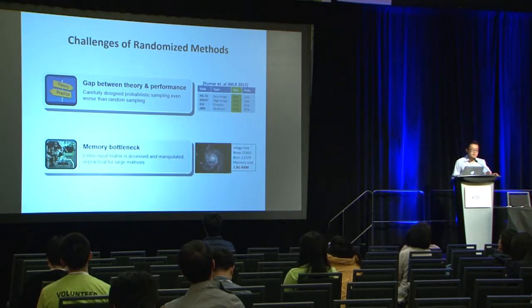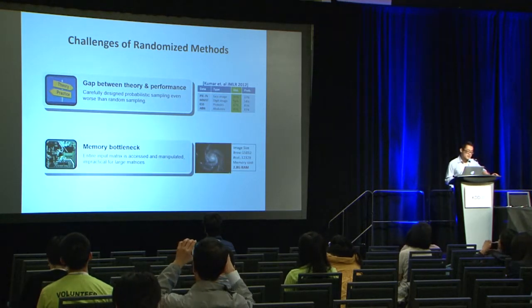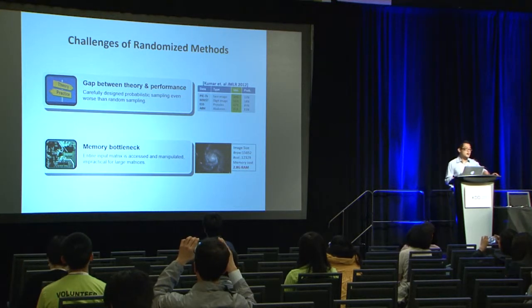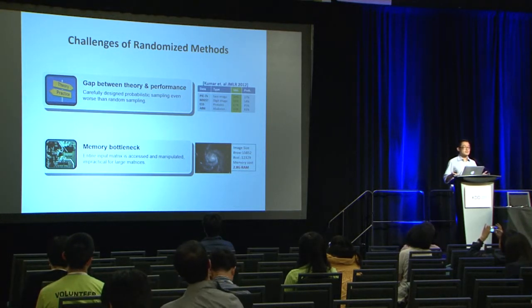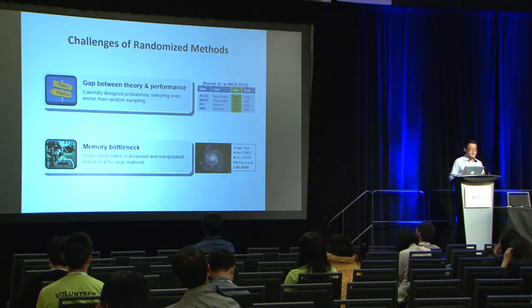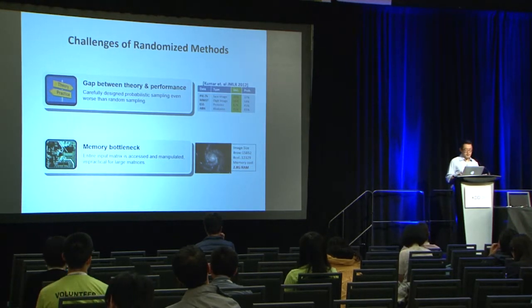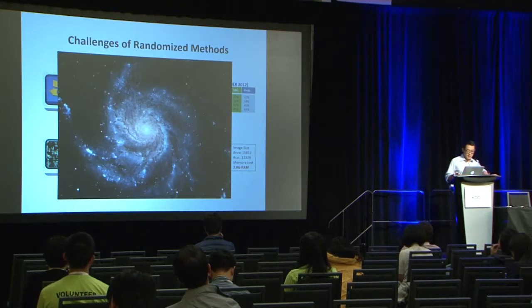The second limitation is the memory bottleneck, because as we have seen, all these existing randomized algorithms have to multiply the matrix with a template, and as a result, they have to access the entire input matrix. I'll give you an example here. This image is taken by the Hubble telescope. It has 15,000 rows and 13,000 columns. Storing this matrix alone already takes several gigabytes of memory, let alone the expensive operations defined on top of it.